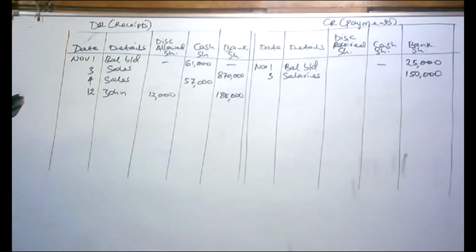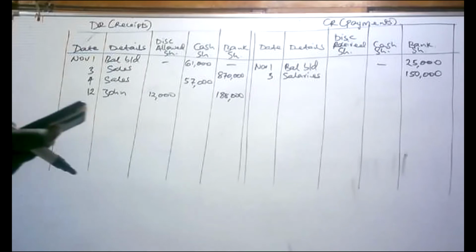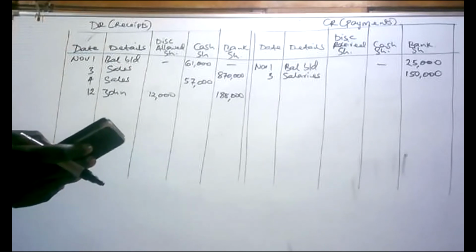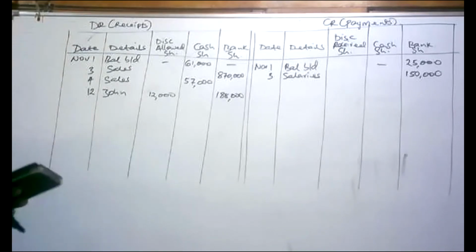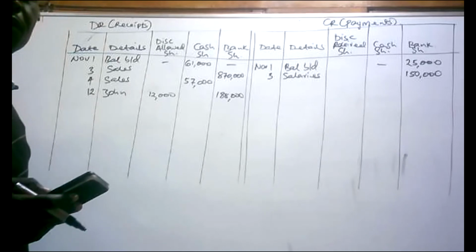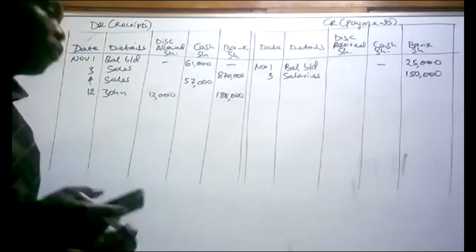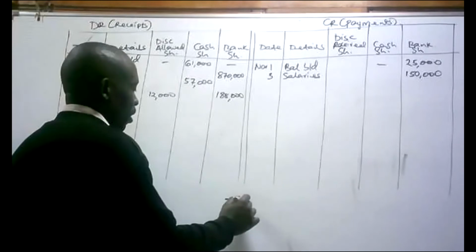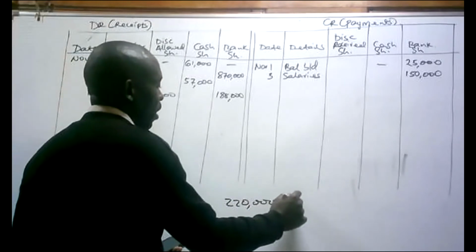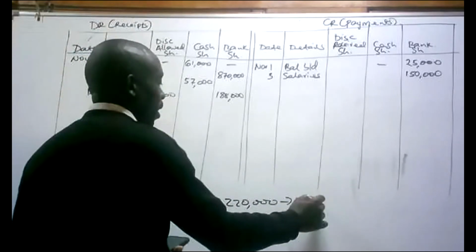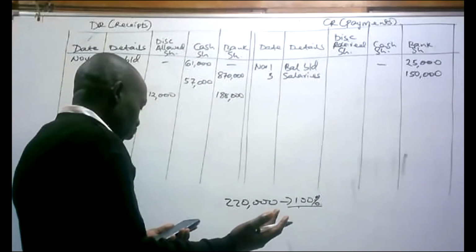On 15th, paid Edge Traders 220,000 and deducted a cash discount of 5%. The question we need to ask ourselves here, when he paid the 220,000, has a discount been deducted or not yet? Not yet. So this 220,000 is actually 100%, Cindy, the entire amount.